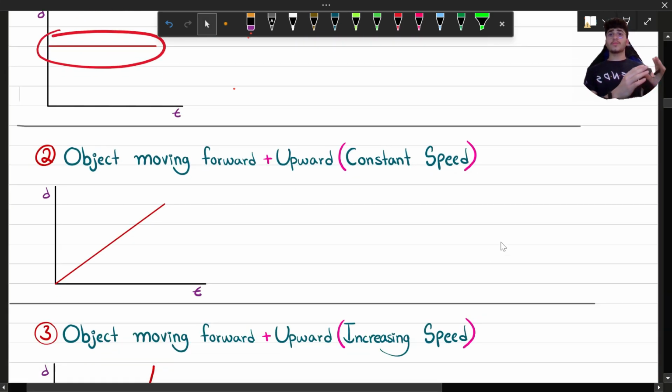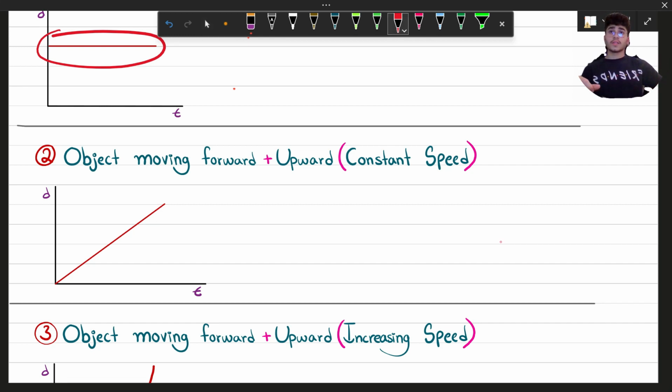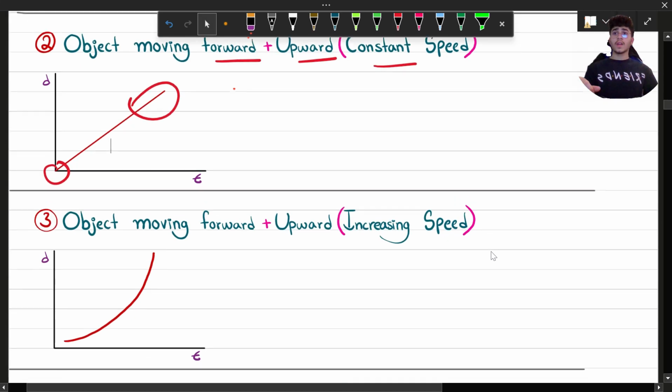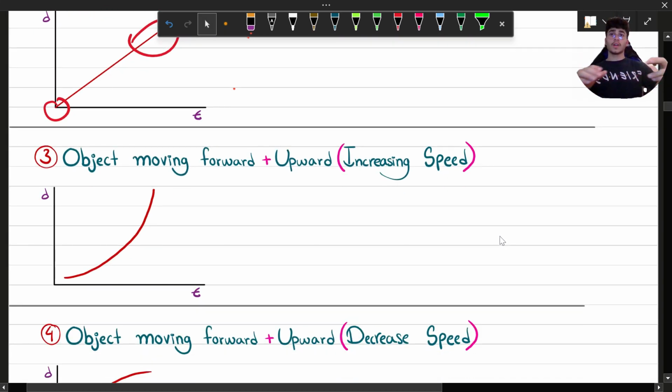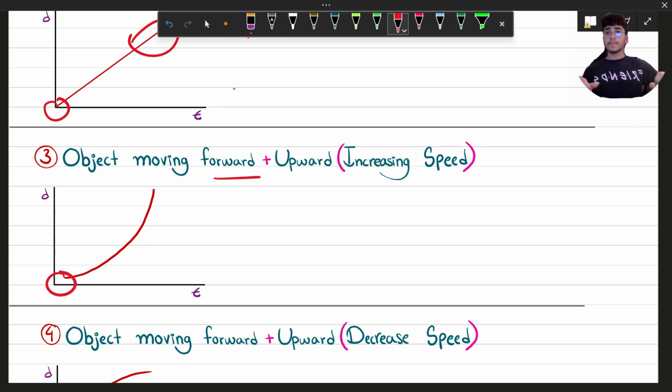The second one is an object moving forward and upward at a constant speed. To tell if the object is moving forward and upward, it's a straight line through the origin. Constant speed because the line is straight. The third type of graph is an object moving forward and upward, again a line through the origin, but with increasing speed because the graph is curved. So whenever the graph is curved, the speed is changing, either increasing or decreasing. If the graph is a straight line, the speed is constant. It's moving forward and upward if it's a line through the origin. It's moving backward and downward if it's a line from the beginning of the y-axis.